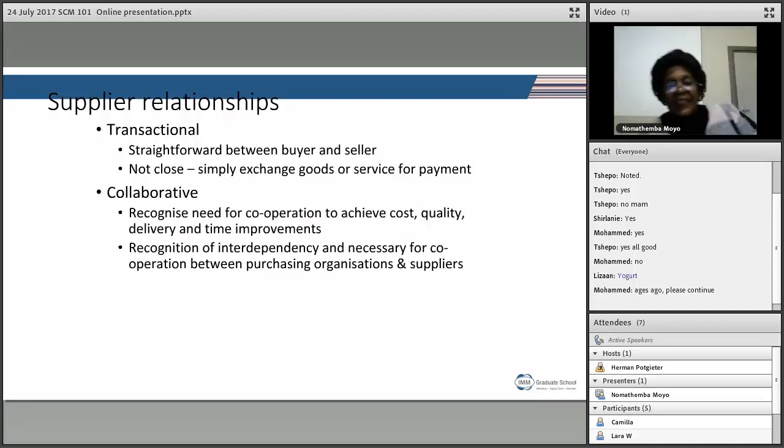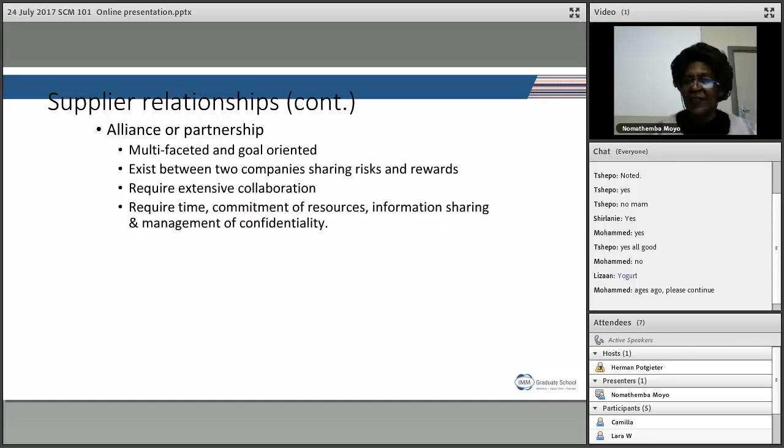So supplier relationships can be transactional, which is just one-off. You don't even get there because you don't get to know them. Collaborative is when, please, you have to know this. You should know the difference between transactional and collaborative relationships. And the third one, recognize the need to cooperate to achieve cost. That is when it's collaborative. They achieve cost, quality, delivery, and time improvements. But transactional is just between buyer and seller. They don't get close. That's called a transactional relationship.